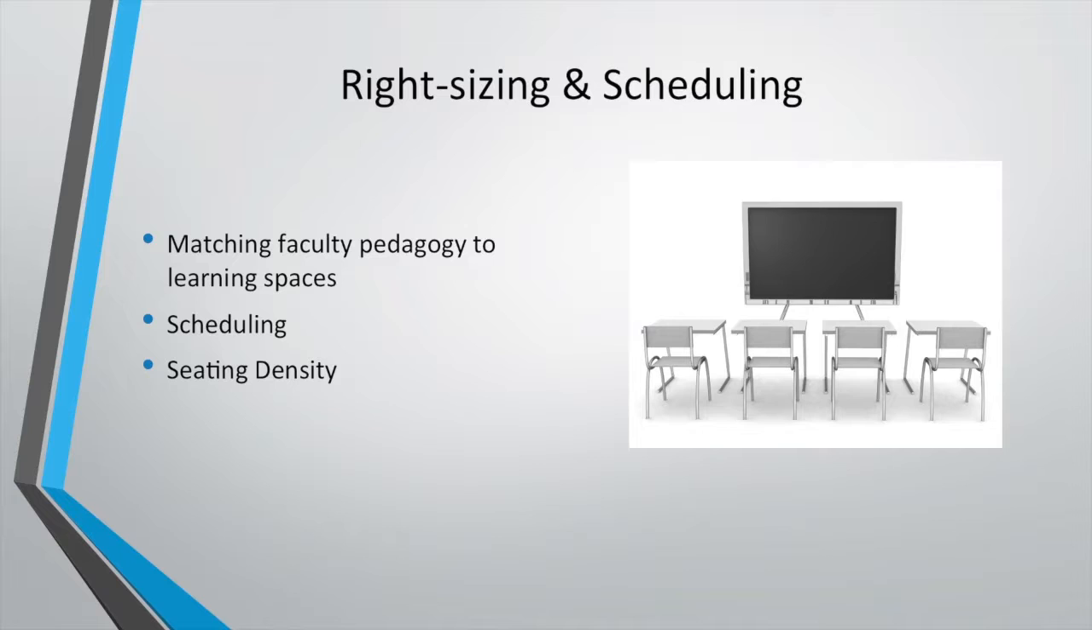Okay, right sizing and scheduling. It's interesting to look at the history of classrooms on our campuses. I would say the number one factor that most faculty look at is how many seats are there in a classroom. But there's a lot more to it than that, isn't there? So we want to be sure that when we're scheduling and when we're making modifications to rooms, that we're matching not just how many students are in the class, but whether the pedagogy is supported by the learning spaces. So we are looking at scheduling and seating density, but we're also starting to really raise the importance of other factors of the rooms as well.